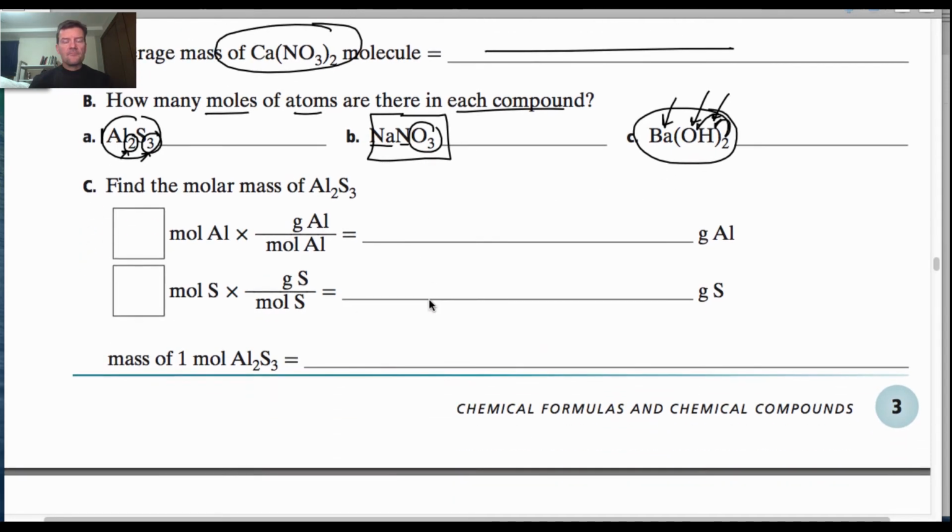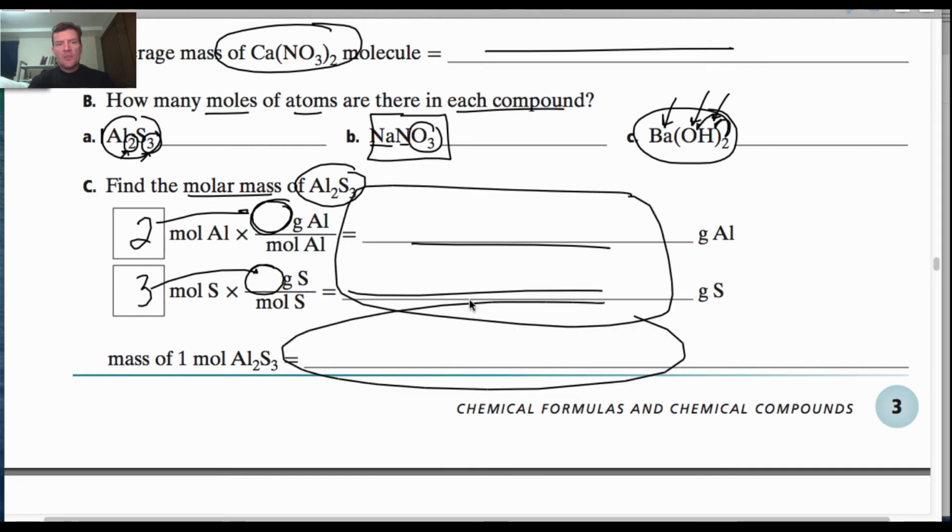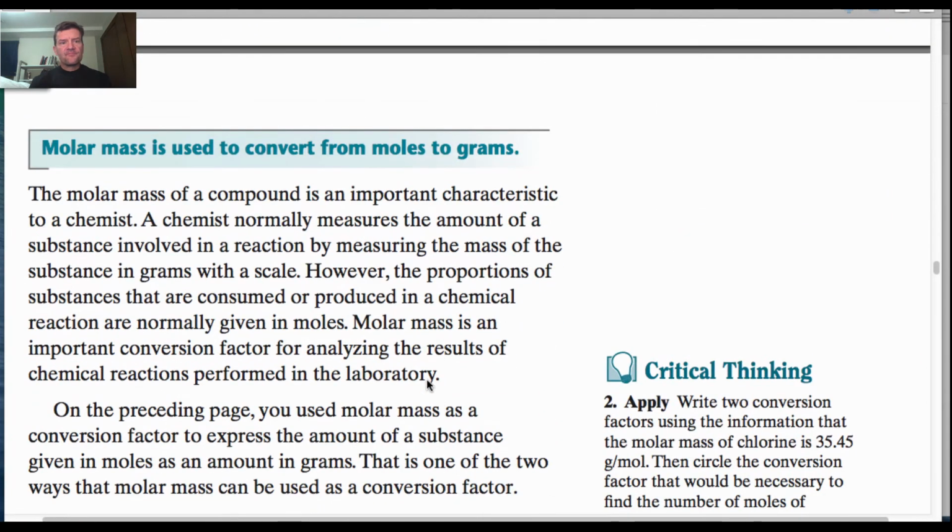Okay? What if I want to find the molar mass? Well, I look at my formula. I've got 2 aluminum, 3 sulfur. I look on the periodic table, just find the same mass number on the periodic table, but now it's in grams because we're talking moles. So I find the mass of aluminum. I take 2 times that mass, write it down. I take 3 times the molar mass of sulfur, and I write it down, and I add those 2 numbers to get my total, what? Mass of 1 mole. That is called the molar mass of that particular compound.